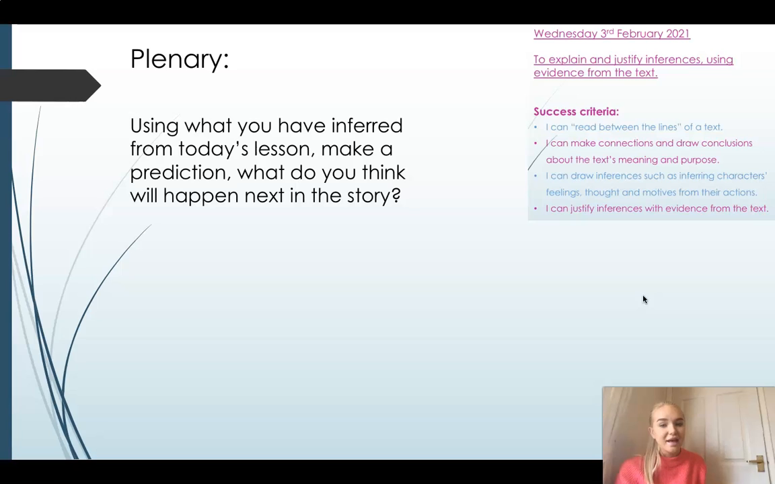For a plenary today, I want you to use what you have inferred from today's lesson, so what you have taken away and learnt from the storyline from the pages we've read today. Make a prediction, and what do you think will happen next in the story? We know so far that the monkeys were rubbing ants in their hands. What do you think that was for? Pause the video and have a think.